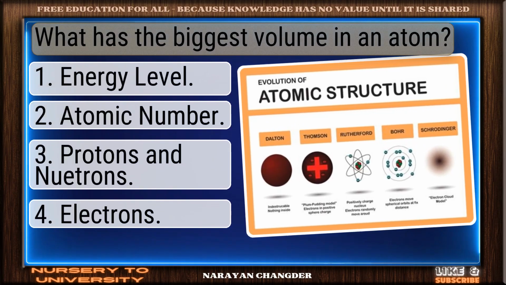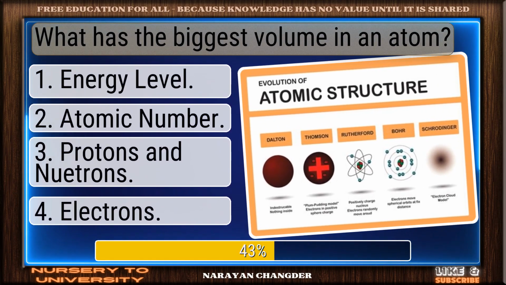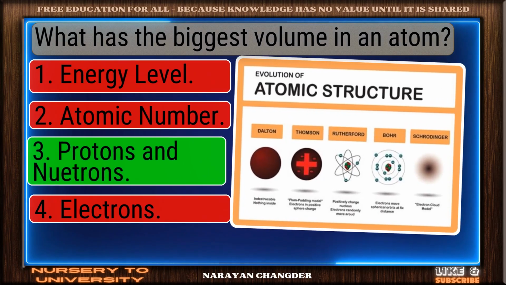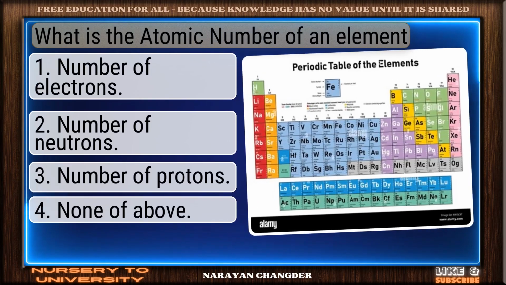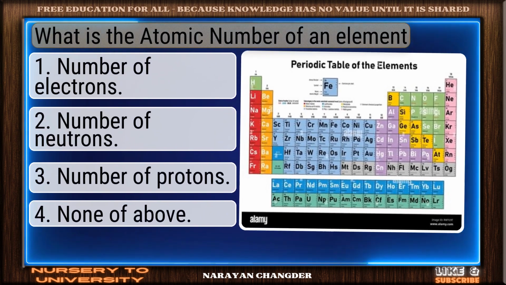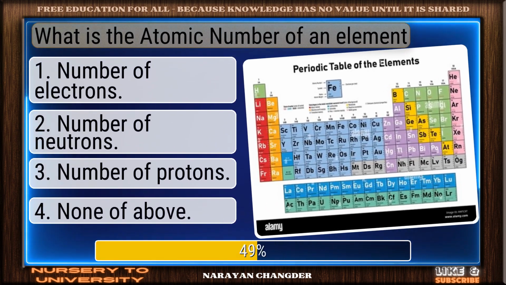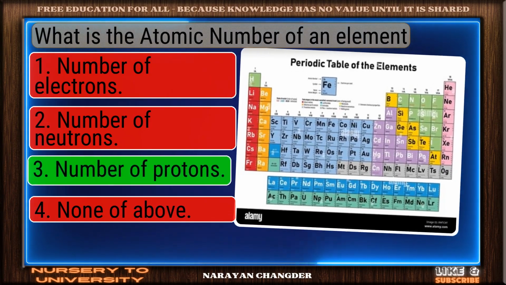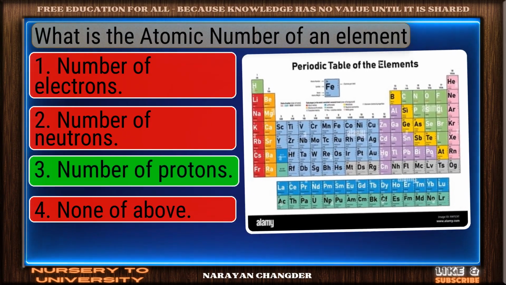What has the biggest volume in an atom? Excellent choice. Protons and neutrons is the right answer. What is the atomic number of an element? Perfect. Number of protons is the correct choice.